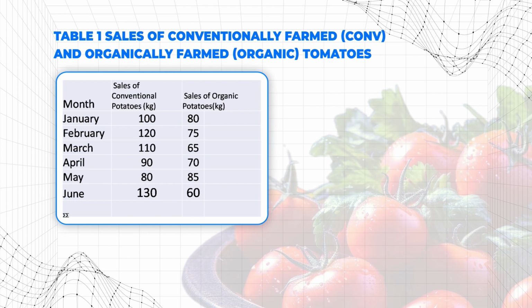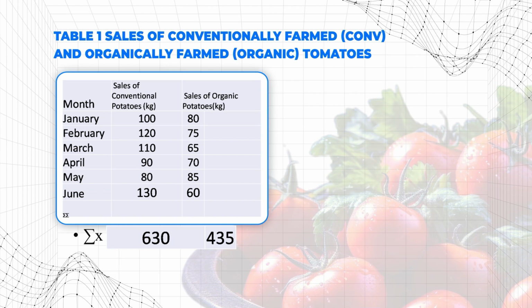For the conventional potatoes, the sales in January was 100, in February 120, in March 110, in April 90, in May 80, and in June 130. Similarly, the sales of organic potatoes were in January 80, in February 75, March 65, in April 70, in May 85, in June 60. So the first step is that we have to add all these values.